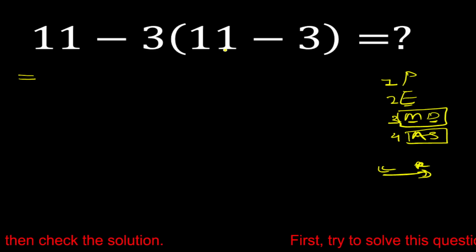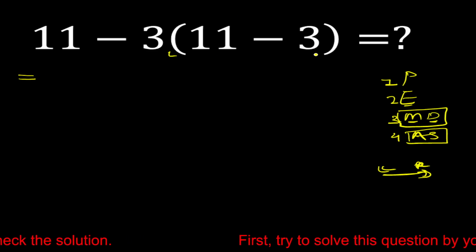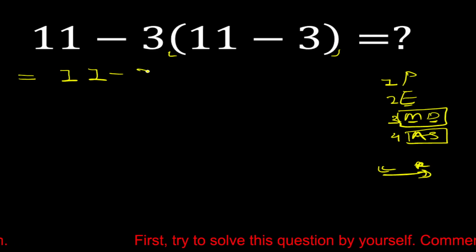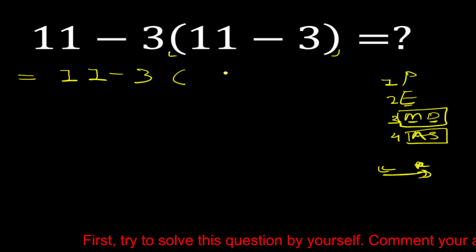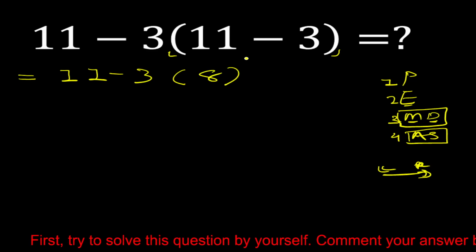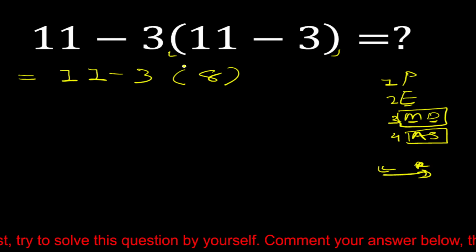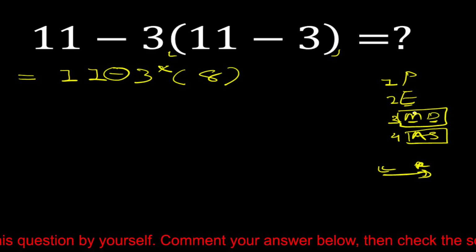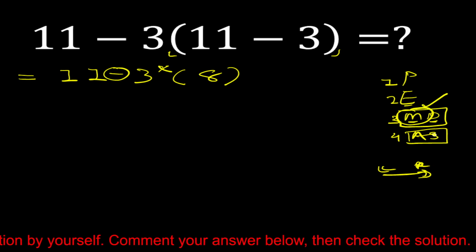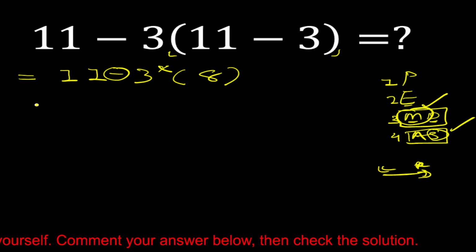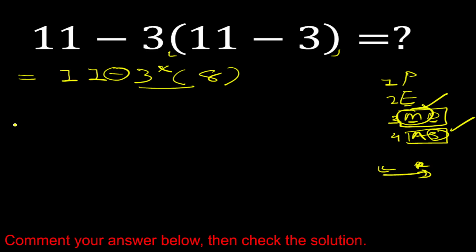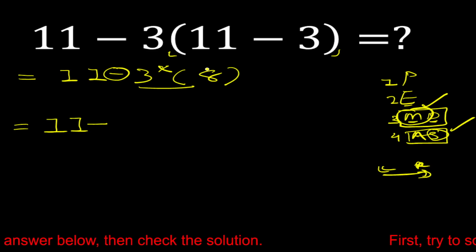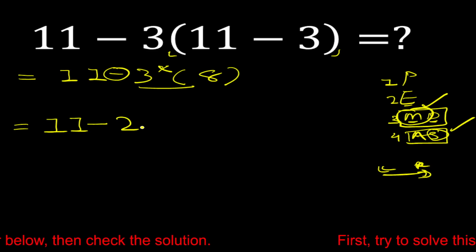Now, in this question, first priority is this parenthesis, okay. So 11 minus 3. Now 11 minus 3 is equal to 8 because first we have to solve this parenthesis. So 11 minus 3 is equal to 8. Now here is multiplication and here is subtraction. According to the PEMDAS rule, first priority is multiplication, then we have to solve subtraction, okay. So first we have to solve this multiplication. So 11 minus 3 multiply 8 is equal to 24.